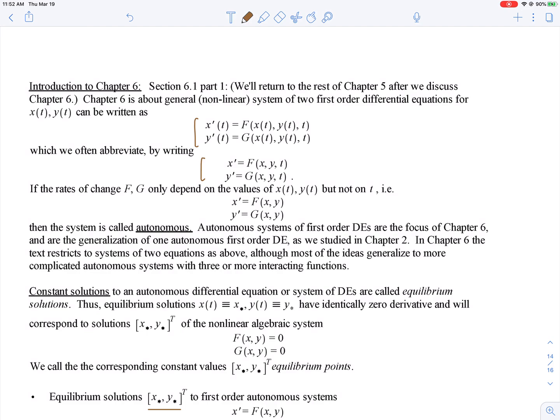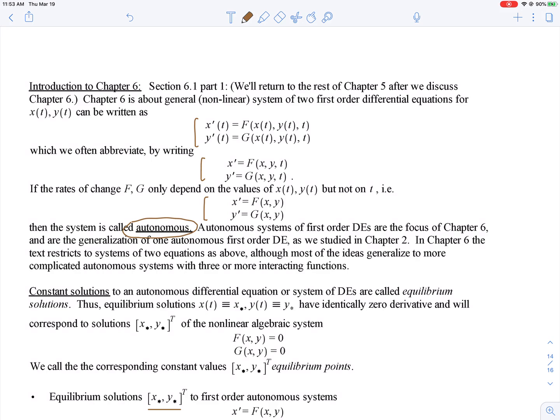So if the tangent field f, g only depends on the values of x and y at time t, and not explicitly on t itself in any other way, in other words, the abbreviated form can be written as x prime is f of x, y and y prime is g of x, y, then we call the first order system autonomous. And that's what chapter 6 is about.